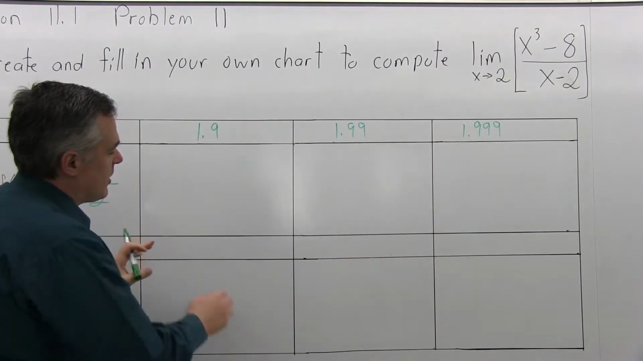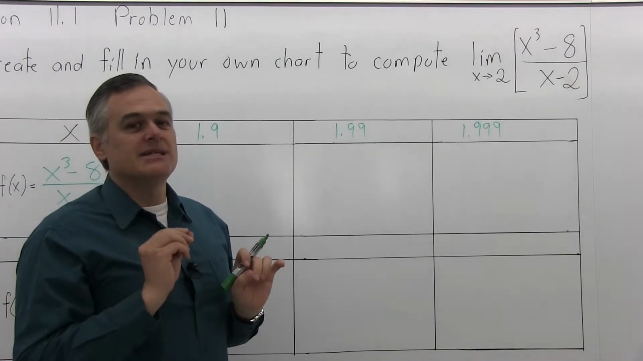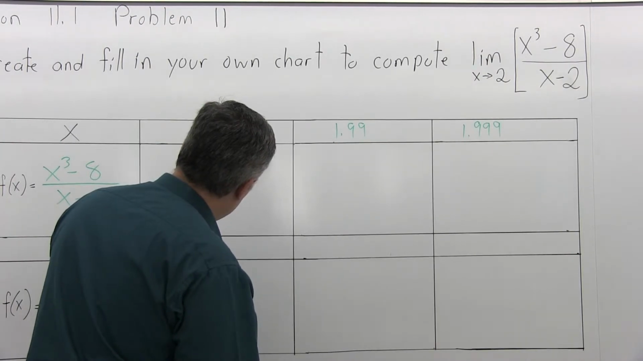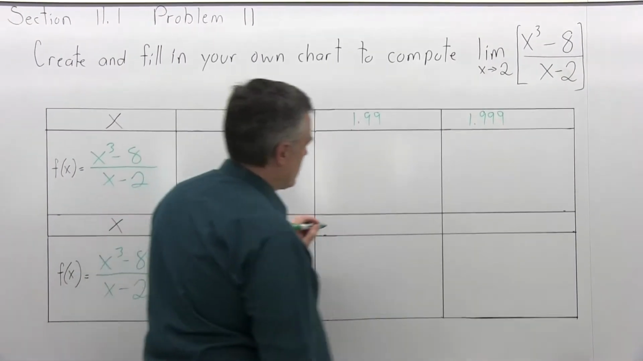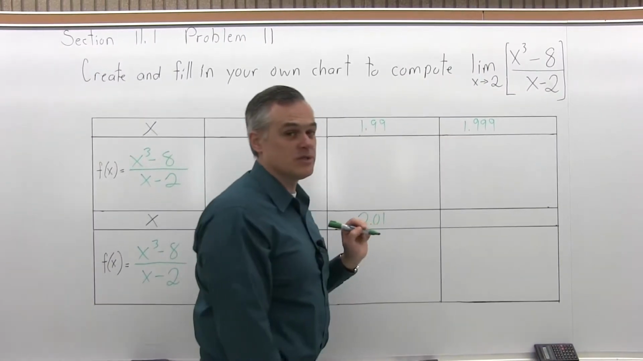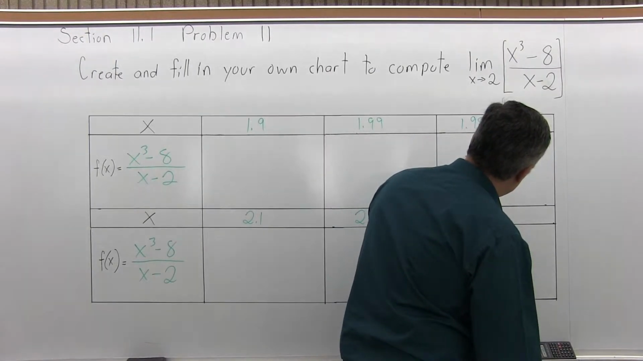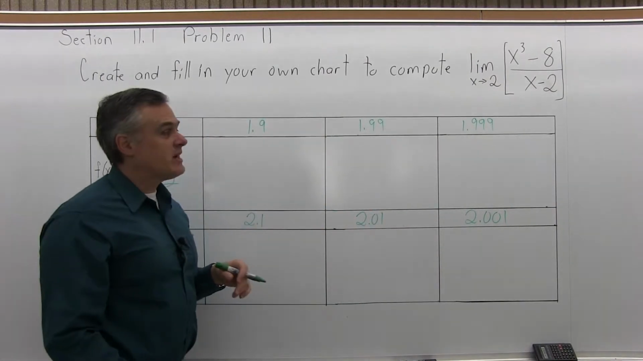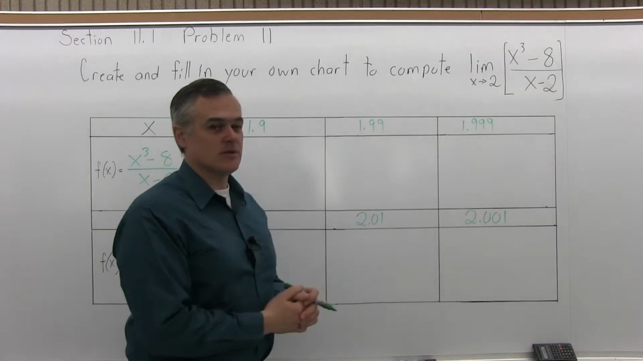And then in the bottom row, again, values very close to an input of 2, slightly bigger this time. So we'll start with an input of 2.1. That's quite close to 2. Next, I'll try an input of 2.01. That's even a little closer to 2. And the last one I'll do is 2.001. So those are the input values that I'll use, and I'll do the computation and see what output we get closer and closer to.